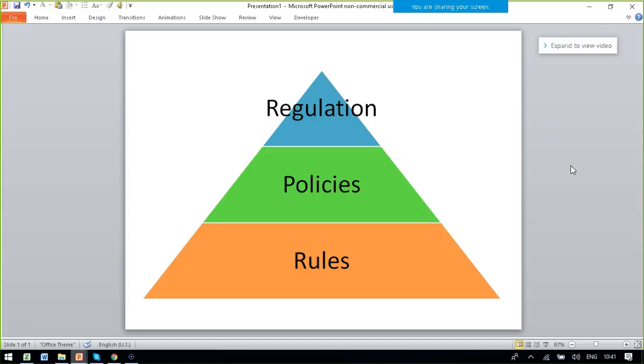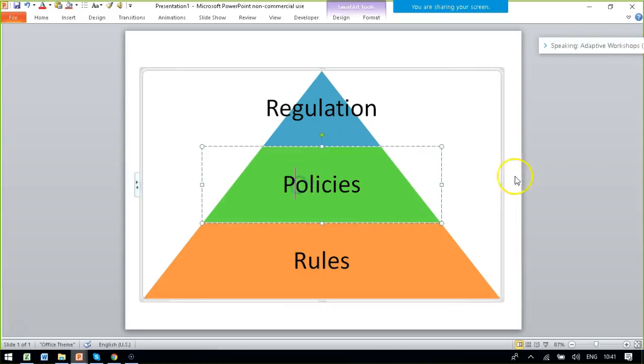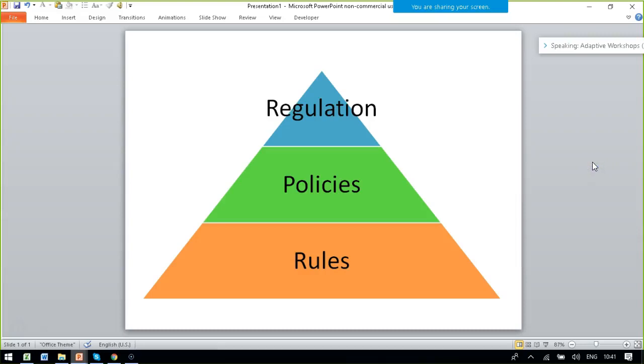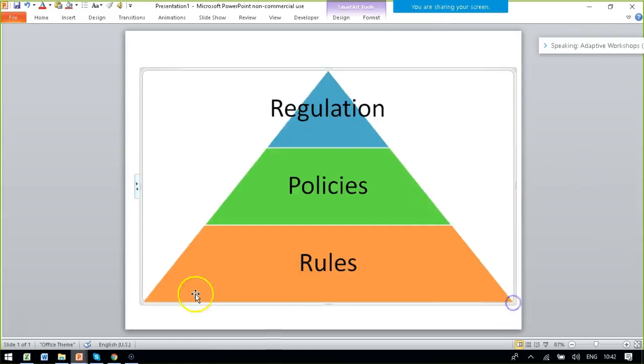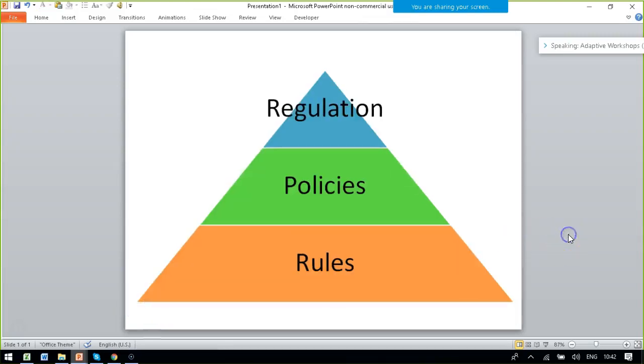So obviously companies should not take chances, and to do that, they should create policies which will adhere to the regulation. They may do more policies, because regulation is for everybody, for every company, whereas policies are for your company. You may create your own policies in terms of leave policy or benefits policy, rewards policy, and then of course you make your rules to adhere to the policy.